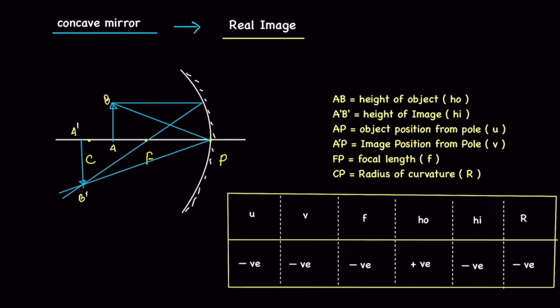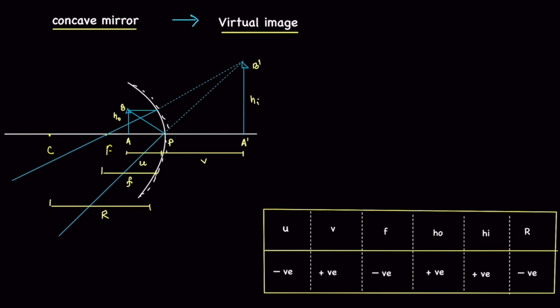Now we'll see in terms of virtual image. Now we took a concave mirror in terms of virtual image. We know that in a concave mirror, a virtual image is only formed when the object is between F and P. So here is the object and this is the image. U, which is the distance AP, is present on the left side, so U is negative. V is A dash P, so it is on the right side, so it is positive.